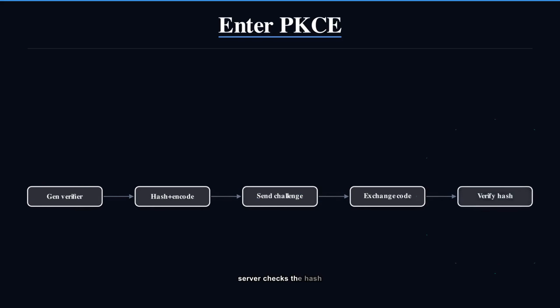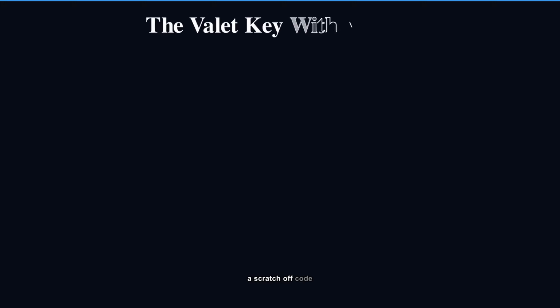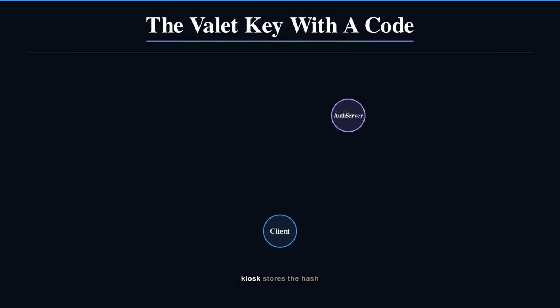The server checks the hash matches, proof only the real app could provide. Think of PKCE as a valet key with a scratch-off code only you know. The kiosk stores the hash up front. Later, you reveal the code, and the kiosk checks it matches. Even if someone steals your claim ticket in transit, they can't produce the code, so the key never turns.